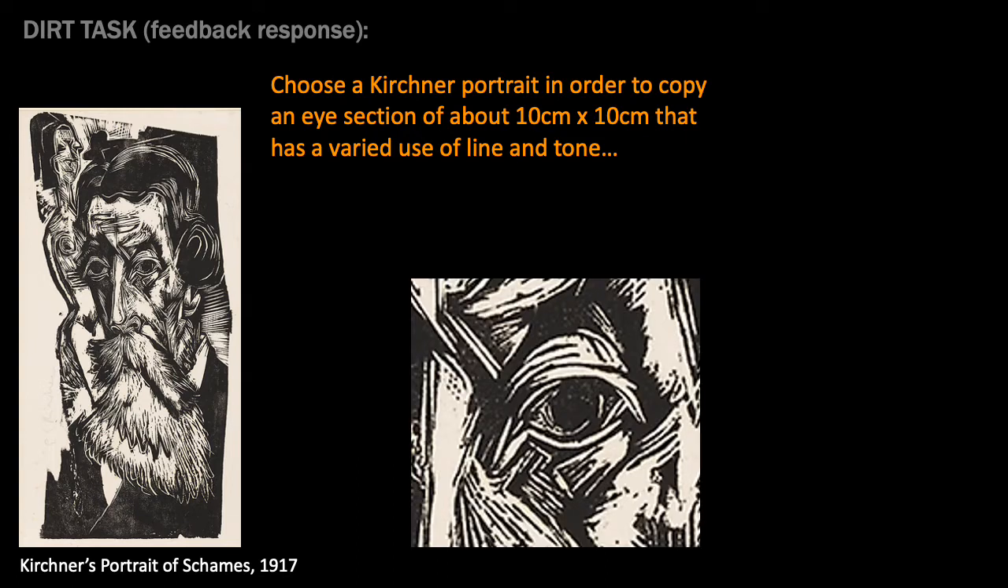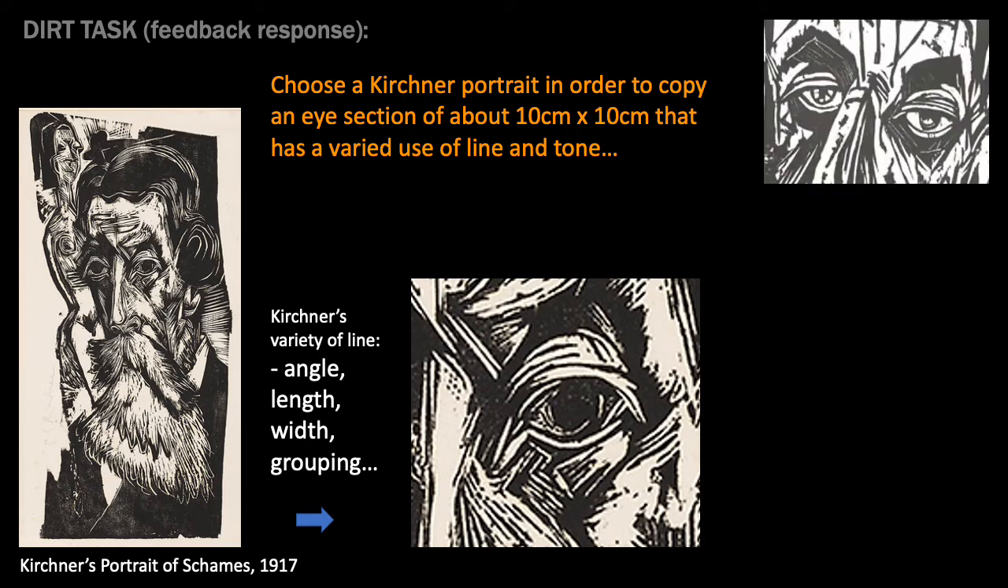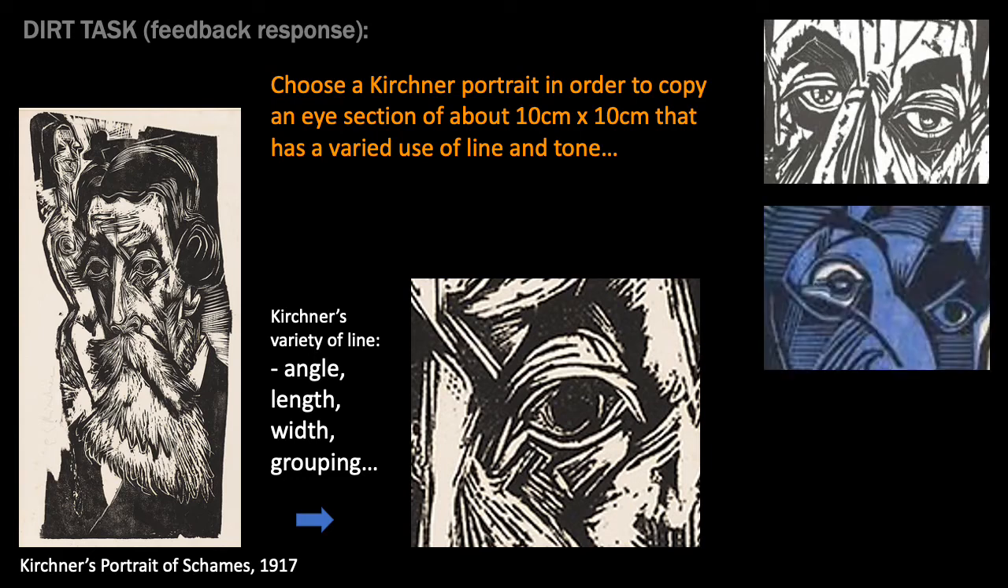So this is what I mean by choosing a section of about 10 centimeters by about 10 centimeters, where you can see a variety of lines from dots to thick lines, thin lines, short lines, long lines, diagonal lines, horizontal lines, and so on. Okay, so remembering that variety of line, even down to groups of lines as opposed to single ones, so hatched lines and blocks of tone. There's a few more here on the right.